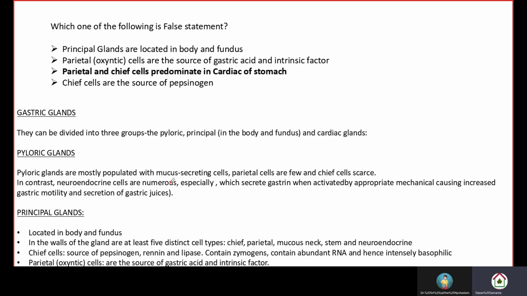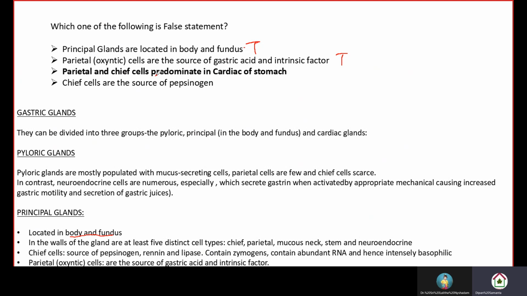Okay, this is false. Why? We will go option by option. First of all, principal glands are located in body and fundus. It is true. Parietal or oxyntic cells are the source of gastric acid and intrinsic factor. This is also true.